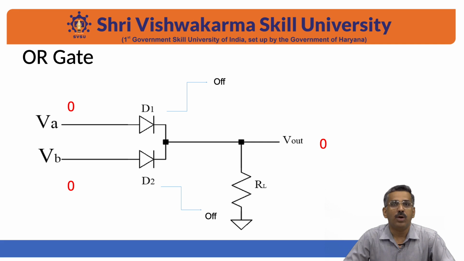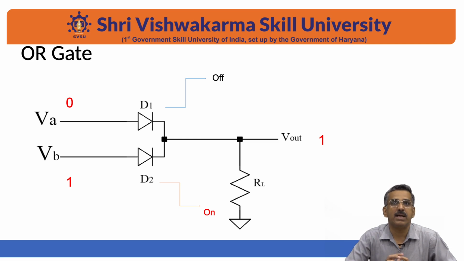Now, we are supplying a voltage of 1 at VB. In this case, diode 2 will be forward biased and operational, and it will be on. Diode 2 is on while diode 1 is off. Now we take the output across the resistor RL. The output across this resistor will be 1.